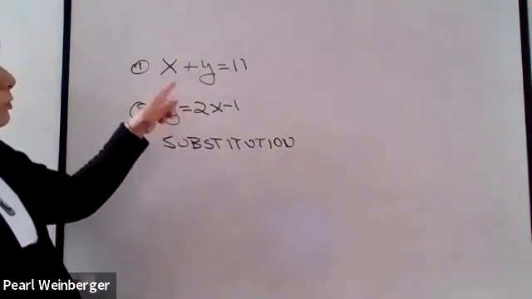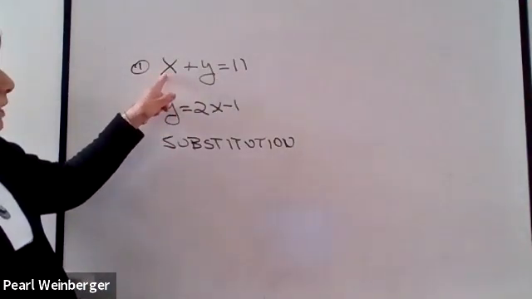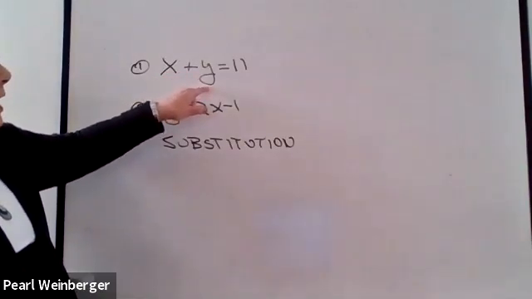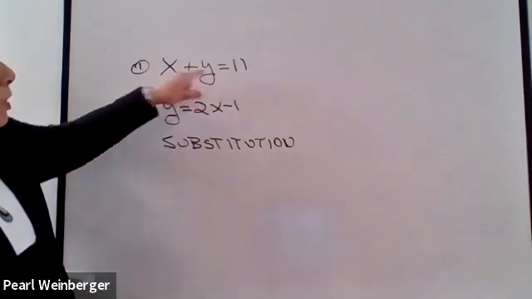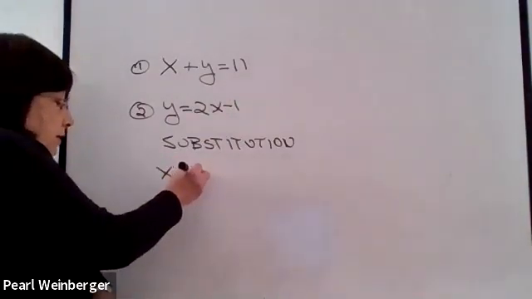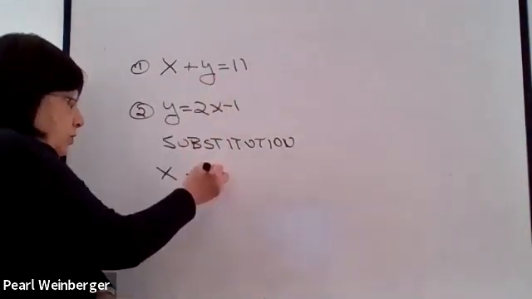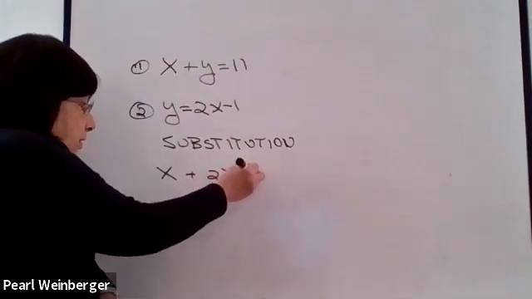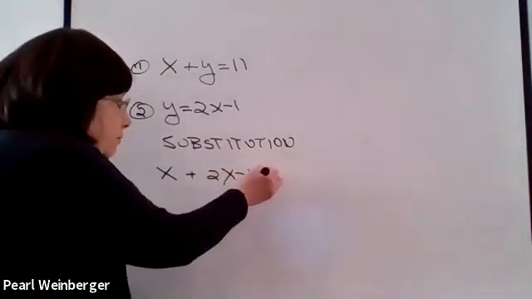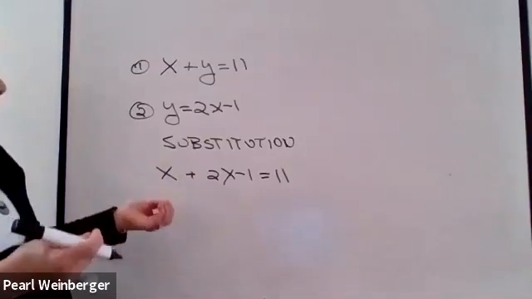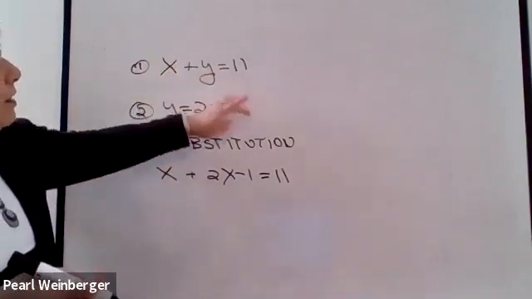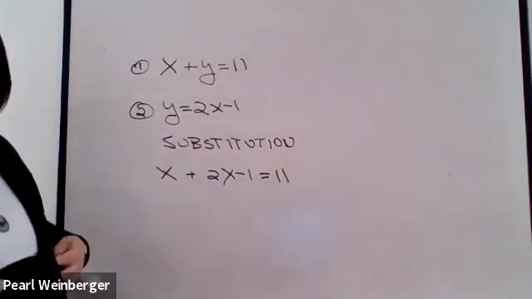So here's what I'm going to do. I'm going to go to my first equation, and in my first equation, wherever I see a y, I'm going to replace the y by its other name, which is 2x minus 1. X plus, now here's my y, which I'm now calling 2x minus 1. Now you can put it in parentheses, or you don't have to put it in parentheses, and that equals 11. It's called substitution because I've substituted for the y what it's equal to, which is the 2x minus 1.